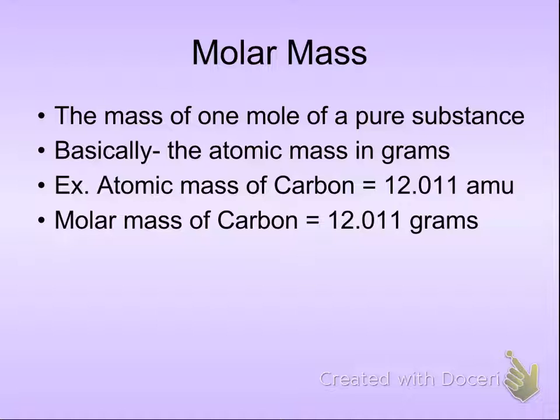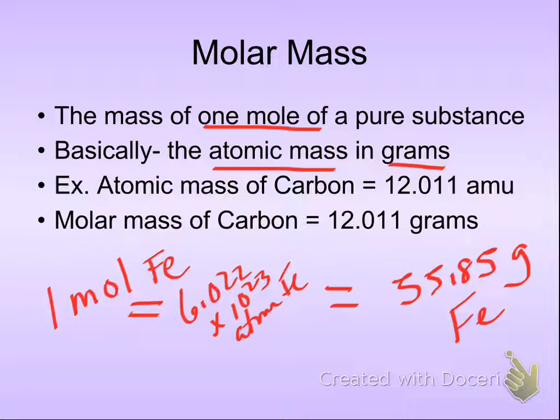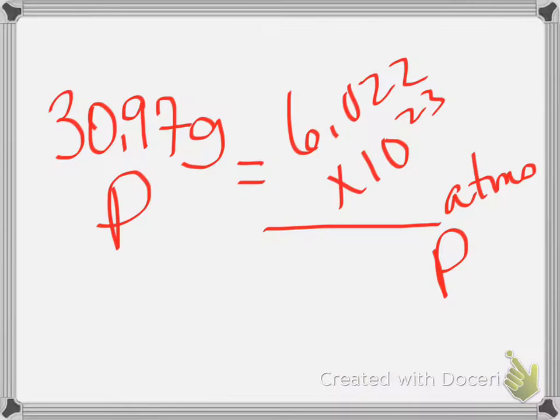Molar mass, the mass of 1 mole of a pure substance. Basically it is the atomic mass expressed in grams. So the atomic mass of carbon is 12.011 AMUs. The molar mass of carbon is 12.011 grams. 1 mole of iron equals 6.022 times 10 to the 23rd atoms of iron, and it also equals 55.85 grams of iron. Anytime you have 1 mole of something, its mass is the atomic mass in grams. The only difference is between atomic mass and molar mass.